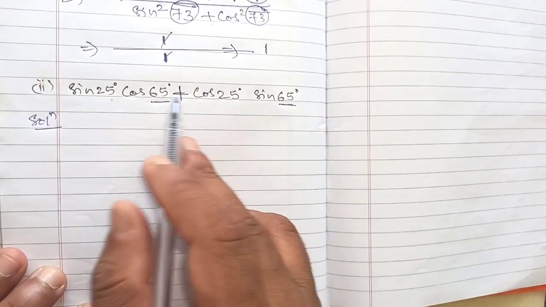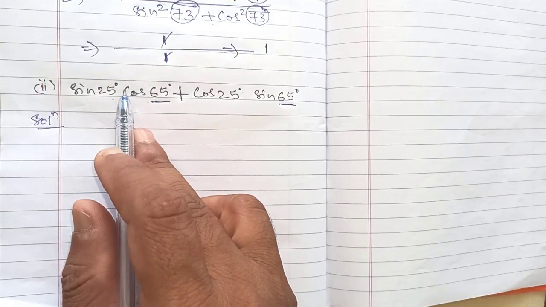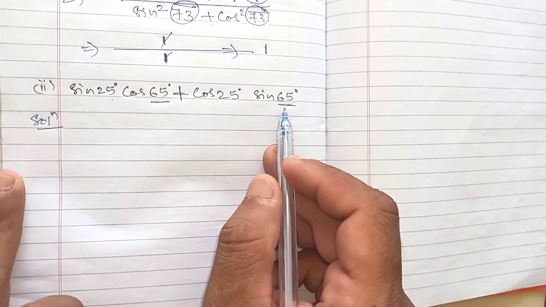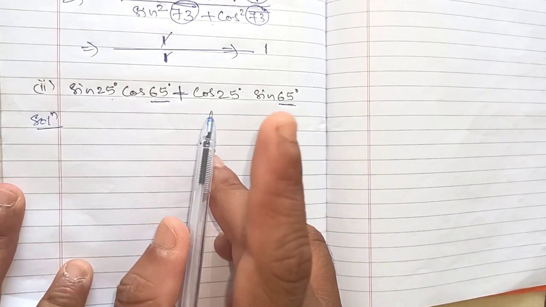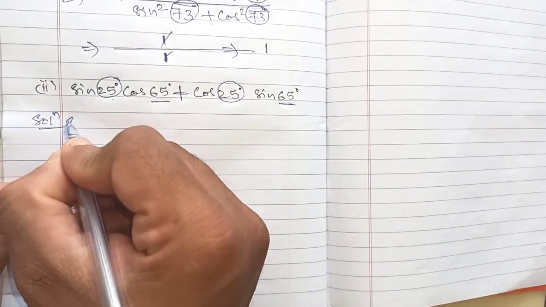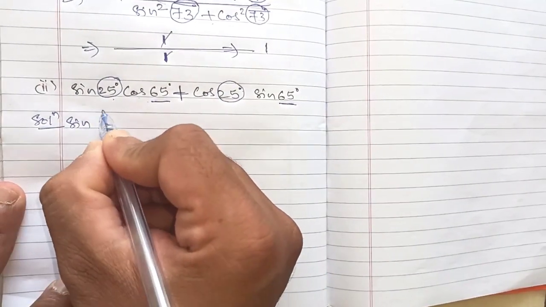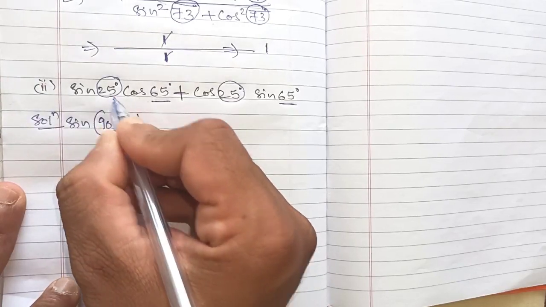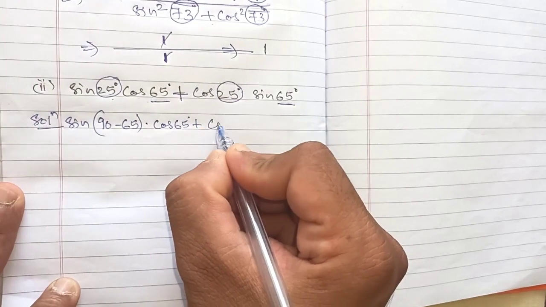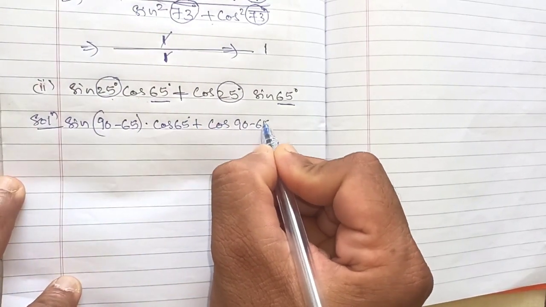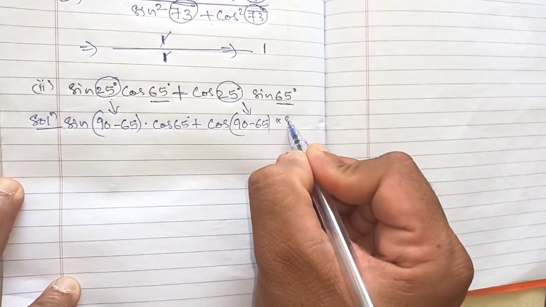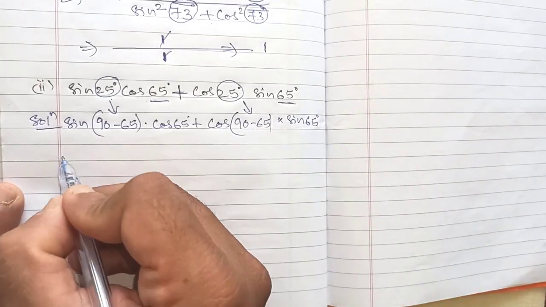But don't change the alternate degree. Suppose I change 25 from here and I change 65 from here, then you won't get the correct answer. So from both sides you change the same degree. So I am going to change 25 from both sides. Sine 90 minus 65 is 25, into cos 65, plus cos 90 minus 65 is 25, into sine 65.